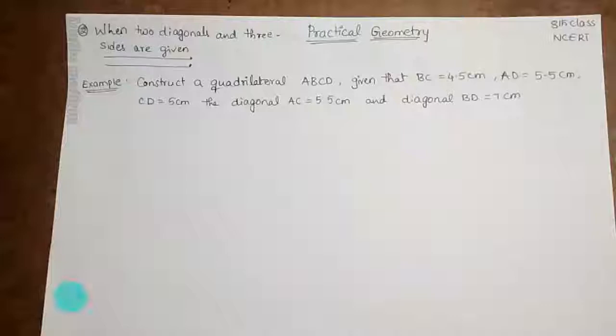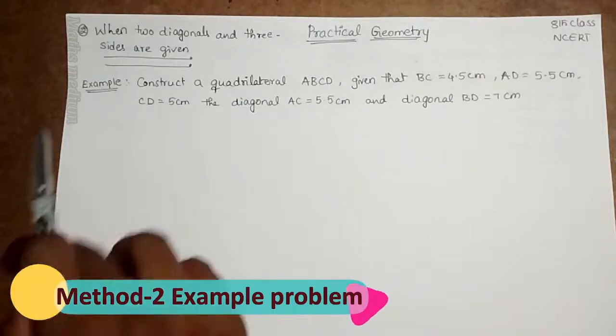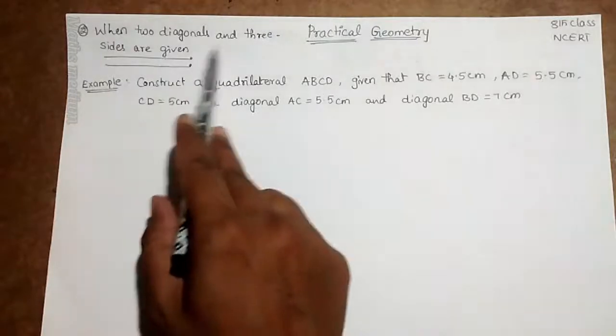Thank you. Hi, hello, welcome to Maths Medium. Today I came with the topic when 2 diagonals and 3 sides are given. So we are in construction of quadrilaterals in practical geometry from 8th class NCERT. So this case is when 2 diagonals and 3 sides are given.